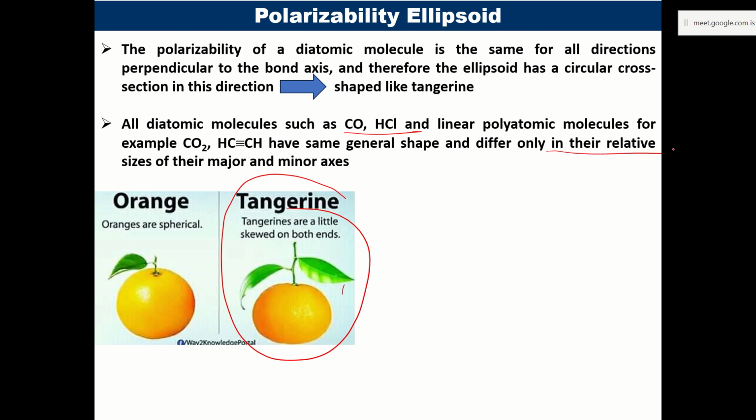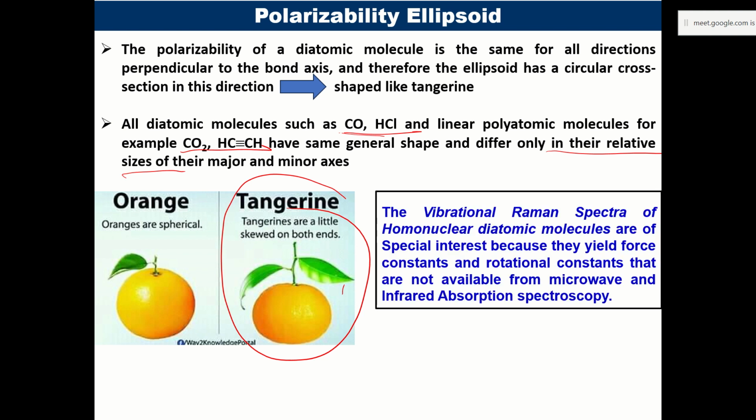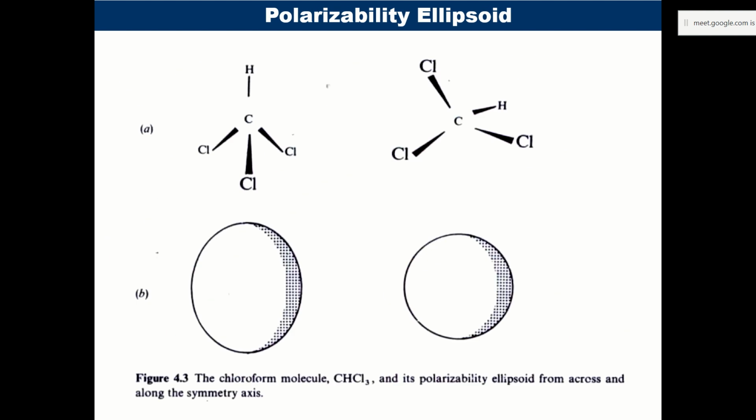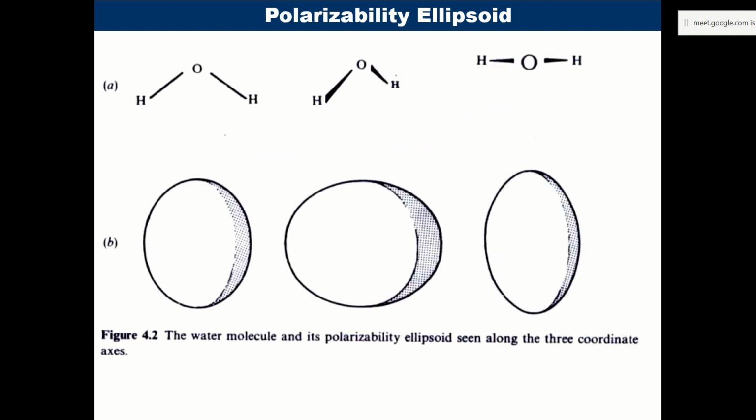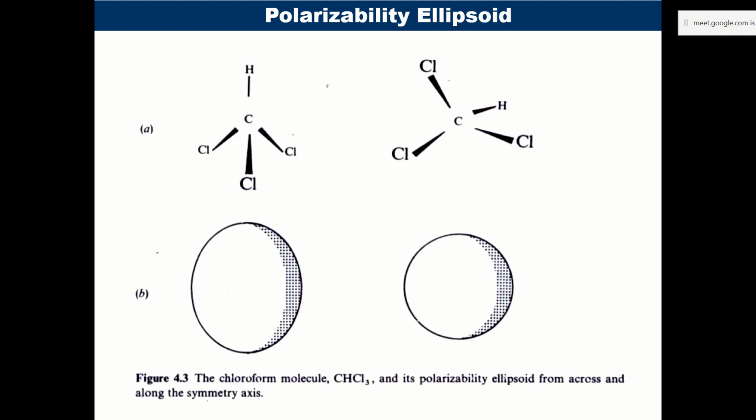Okay, so all have the general shape. They only differ in relative sizes for such linear molecules. And this was the case. So these are the shapes of various ellipsoids. Water molecule placed in three different ways. You can have the ellipsoid drawn like this.